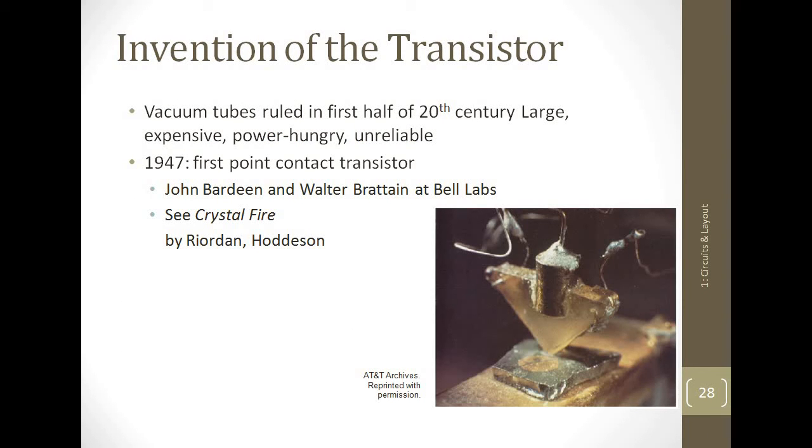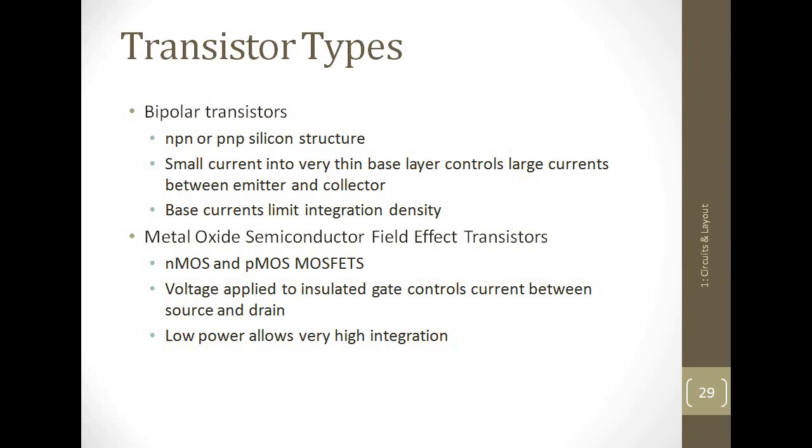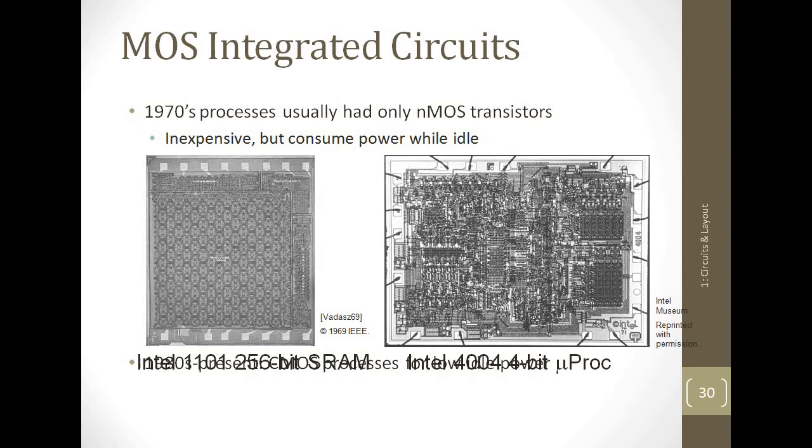The invention of the transistor, as you all know, started in the year 1947, and it is still used today in all the ICs. The transistor types are bipolar transistors and MOSFETs, and nowadays we are using MOSFETs. Among MOSFETs we use CMOS because it is low power and allows very high integration. MOS integration levels are generally categorized as SSI, MSI, LSI, and VLSI, based on the transistor count.